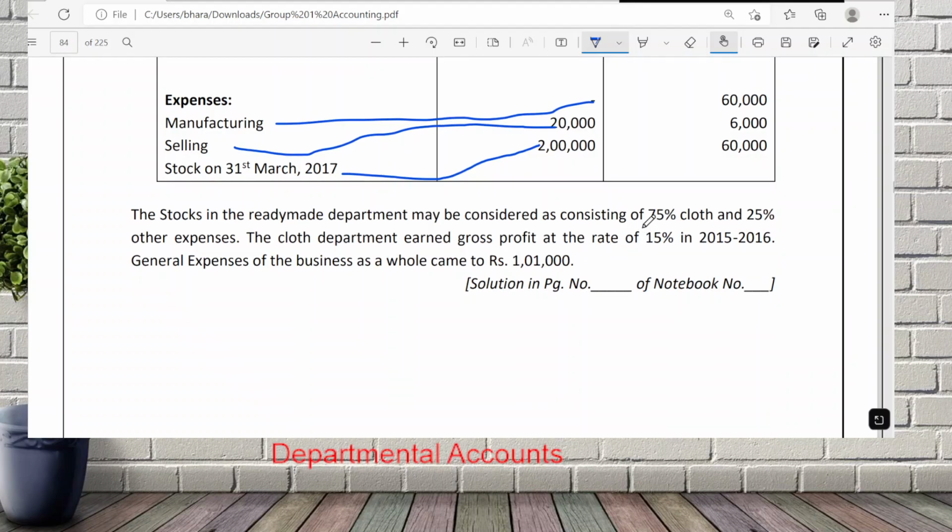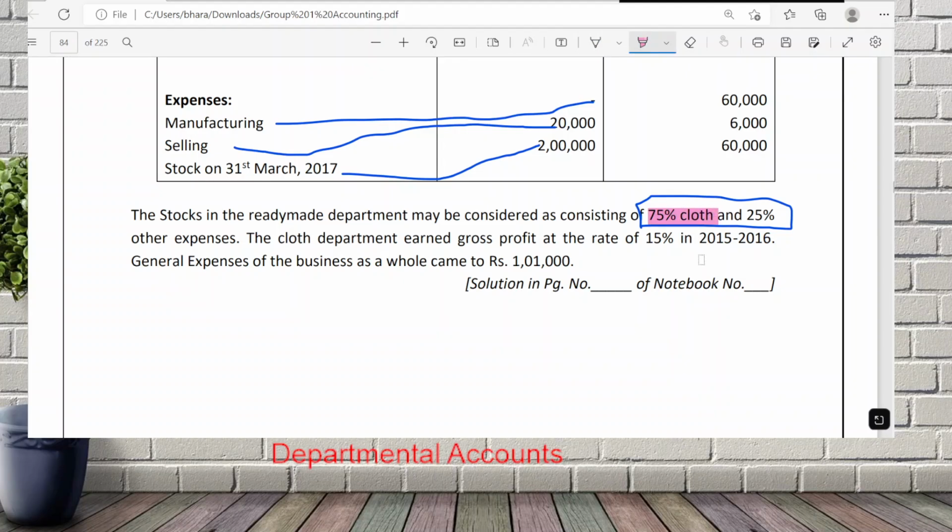Scroll down, please. For example, I got the goods from you. My stock includes 75% cloth, which means transferred from you. 75% is the cloth that is transferred from you. The remaining 25% is my manufacturing cost. So while removing the loading, you should remove it only for 75%.